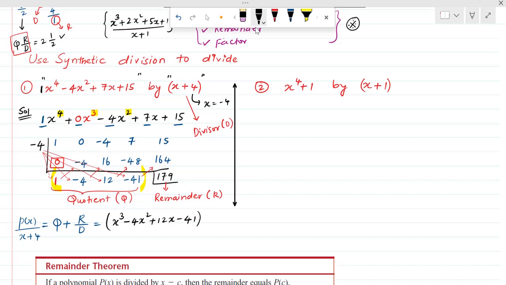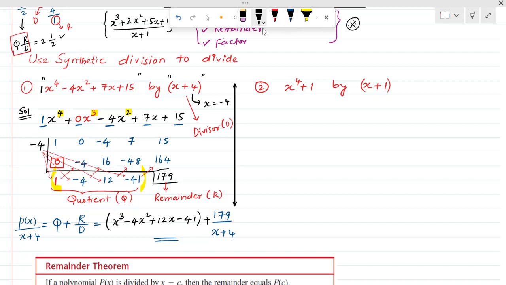Then plus R. What is your R? 179 over what is the divisor? That is the question. What do we have? x plus 4. So this is the division form of the polynomial. If you divide this polynomial, you will get it in this format.